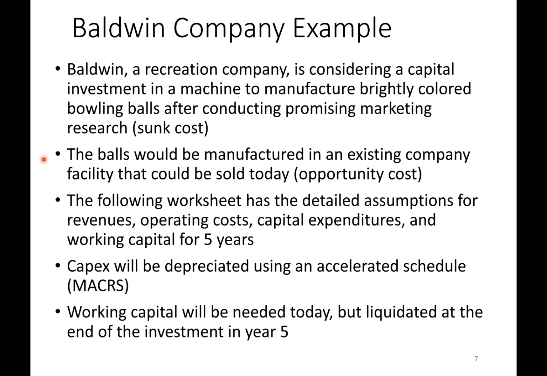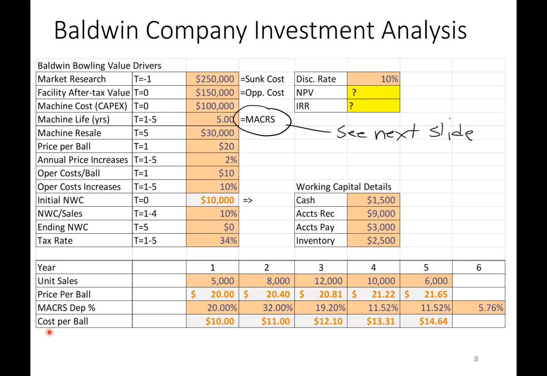The balls will be manufactured in an existing company facility that could be sold today. We're going to consider that an opportunity cost and include that as an initial cost today. The following worksheet has detailed assumptions for revenues, Opex, Capex, and working capital for 5 years. Capex will be depreciated using an accelerated schedule, MACRS, which is the Modified Accelerated Cost Recovery System. And working capital will be needed today to start this project, but this is going to be a finite life project, so we're going to end the working capital in year 5 and set it equal to 0.